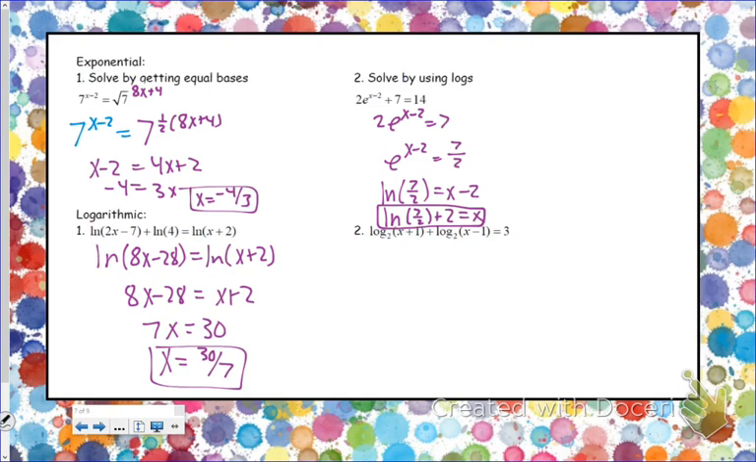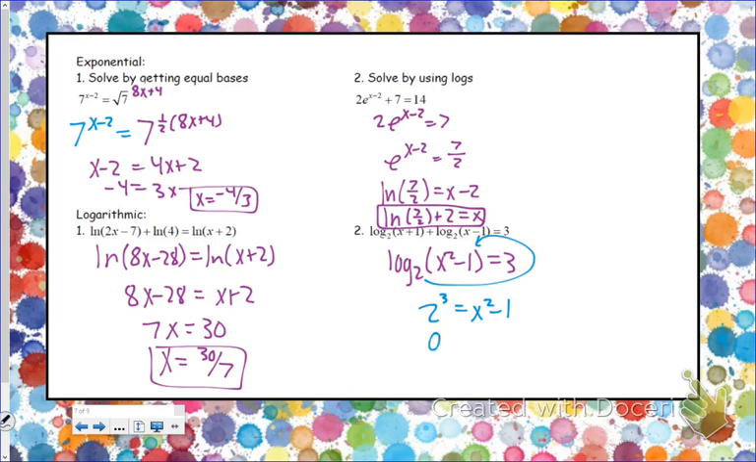On the second one, it's a little bit different. I'm still going to condense the two logs. When I multiply x plus 1 times x minus 1, I get x squared minus 1. The difference here is I don't have a log equal to another log. I have a log equal to a number. So I have to rewrite this one in exponential form. So 2 to the 3rd is equal to x squared minus 1.